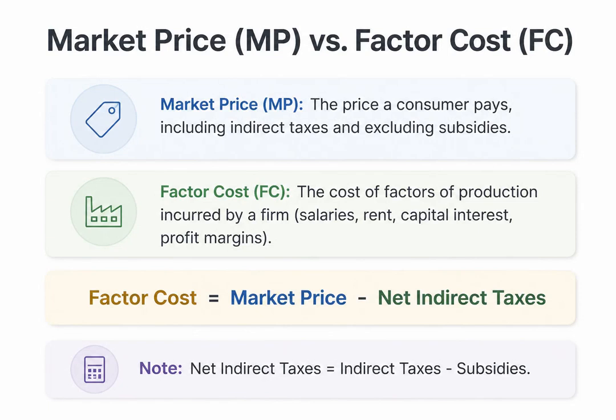When we value goods and services, we can look at them from two perspectives: market price and factor cost. Market price is what you, the consumer, pay at the store, which includes indirect taxes like GST. Factor cost, on the other hand, is the actual cost incurred by the manufacturer to produce the good, such as wages, rent, and profit margins. To convert market price to factor cost, we must subtract the net indirect taxes, which means we deduct the indirect taxes paid to the government and add back any subsidies received by the producer.